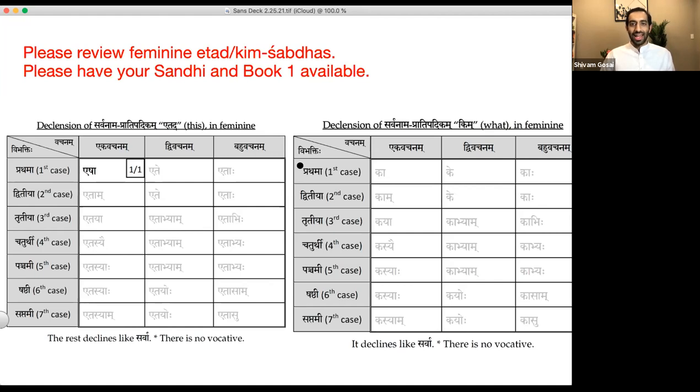Esha, ete, etaha, etam, ete, etaha, etaya, etabhyam, etabhihi, etasyai, etabhyam, etabhyah. 5-1. Etasyaha, etabhyam, etabhyah. 6-1. Etasyaha, etayoho, etasam. Then 7-1. Etasyam, etayoho, etasu.